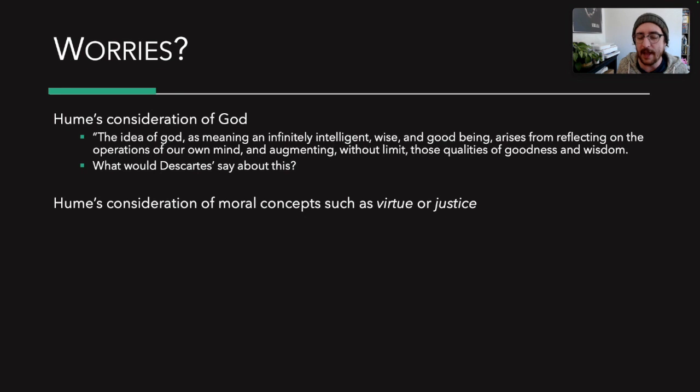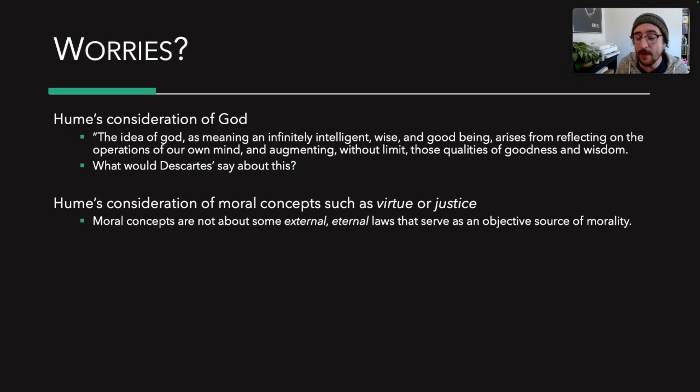What about these abstract concepts about morality, like virtue or justice? Now, Hume says we do have these ideas, but they're not quite what a lot of philosophers think of. Moral concepts for Hume are not about some external eternal laws that serve as an objective source of morality. You can't see goodness, you can't hear goodness, you can't feel goodness with your hands. And so the idea, as he says, cannot come from any sensory impressions of the outer world.